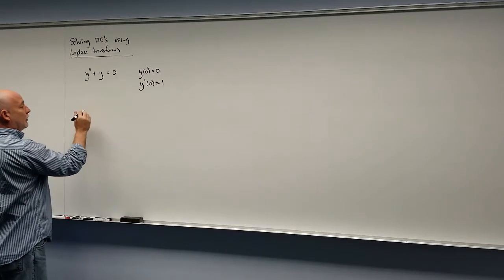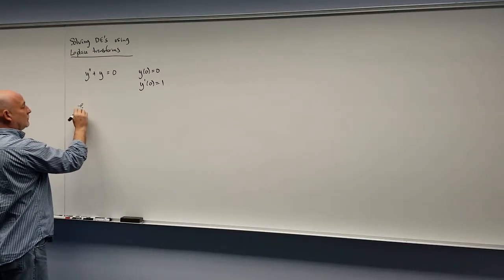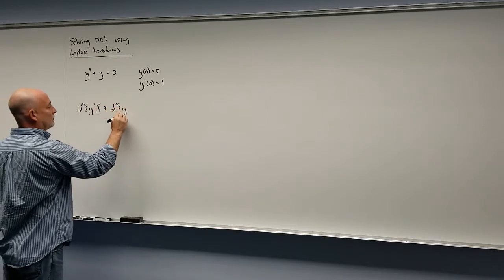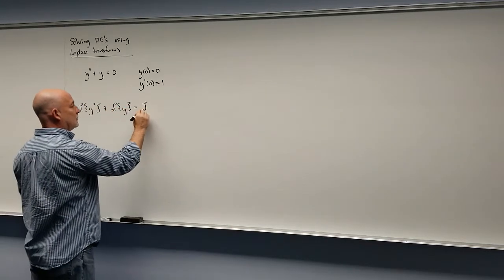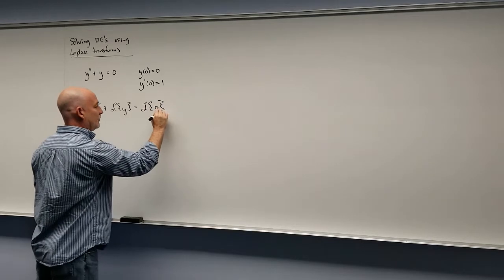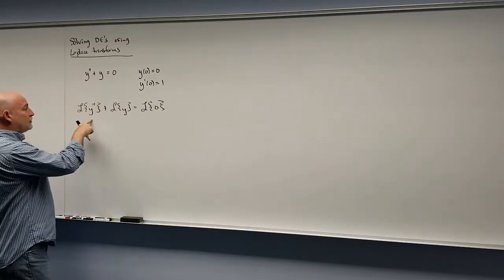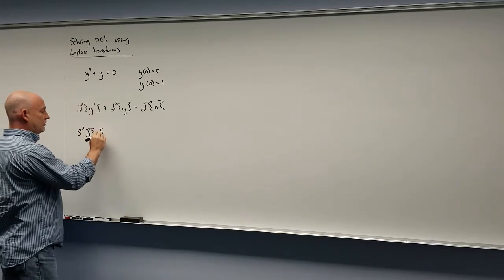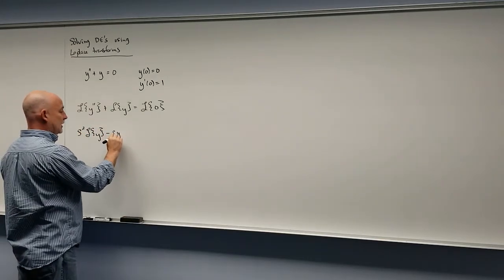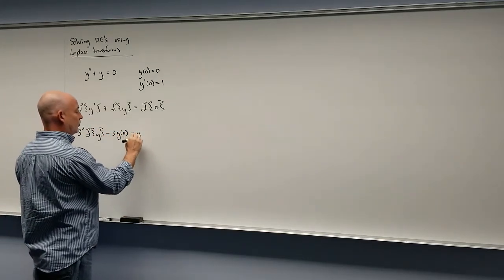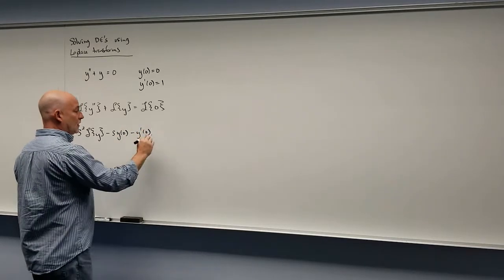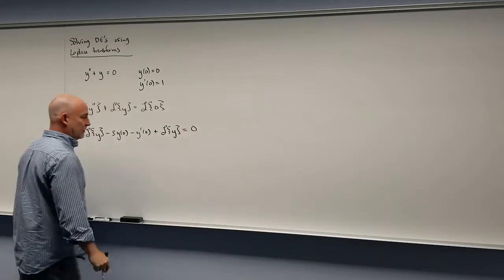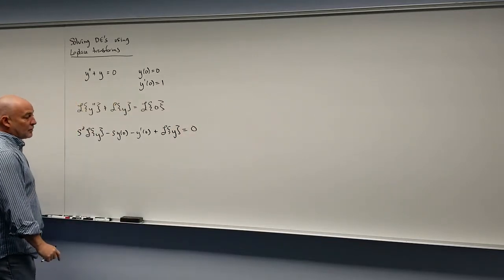So we take the Laplace transform of the entire equation. So the Laplace transform of y double prime, plus the Laplace transform of y. And don't forget, you've got to do the Laplace transform of the other side. So we use the Laplace transform of a derivative. This gives me s squared times the Laplace transform of y, minus s times y of 0, minus y prime of 0, plus, I don't know what the Laplace transform of y is, and the Laplace transform of 0 is 0.